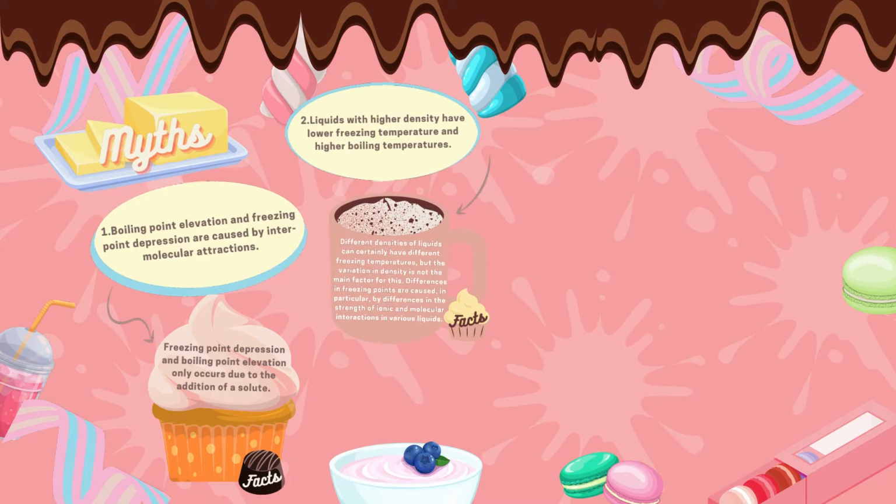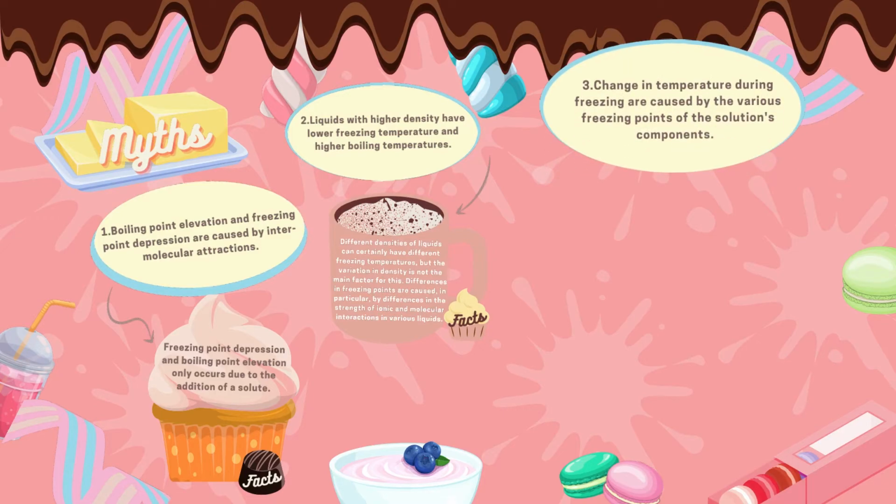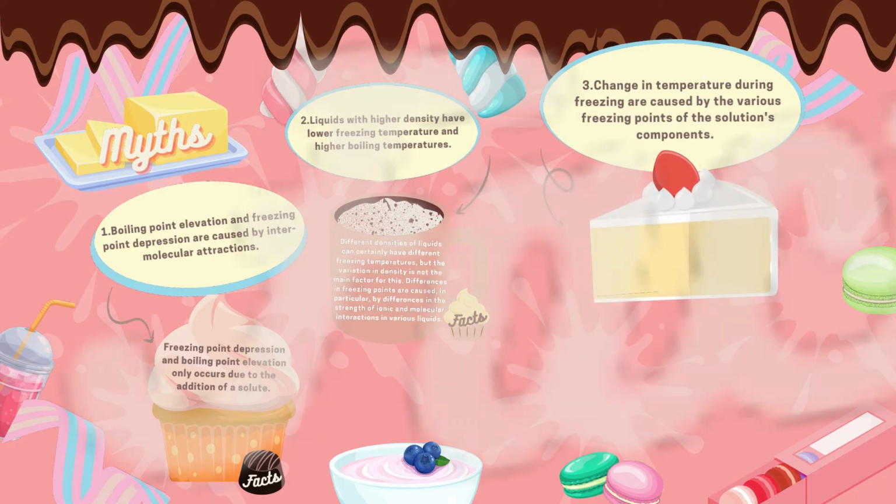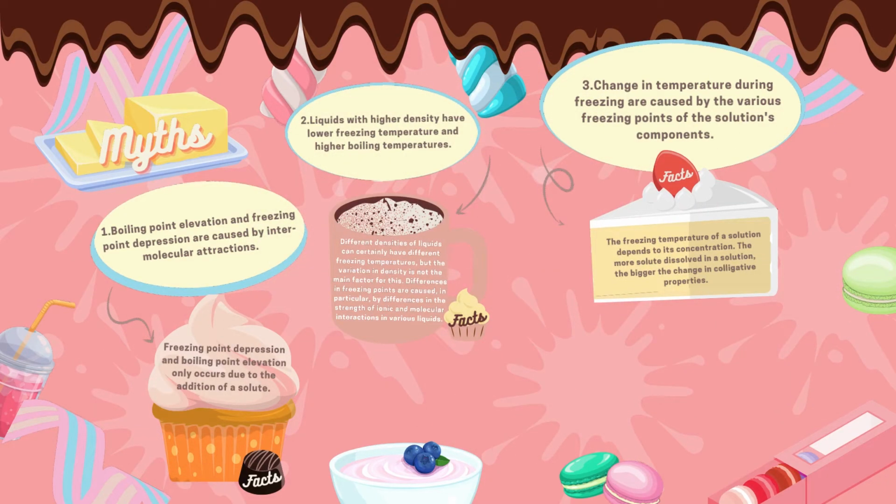Differences in freezing points are caused in particular by differences in the strength of ionic and molecular interactions in various liquids. For the third misconception, it states that change in temperature during freezing are caused by various freezing points of the solution's components. The truth is, freezing temperature of a solution depends on its concentration. The more solute dissolved in a solution, the bigger the change in colligative properties.